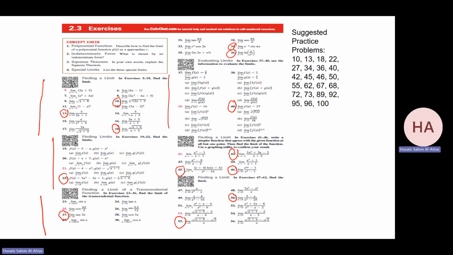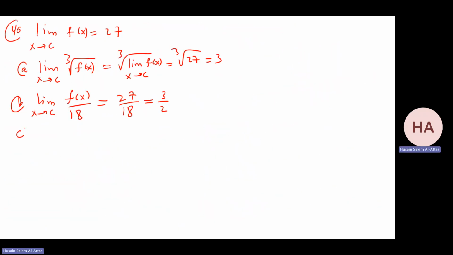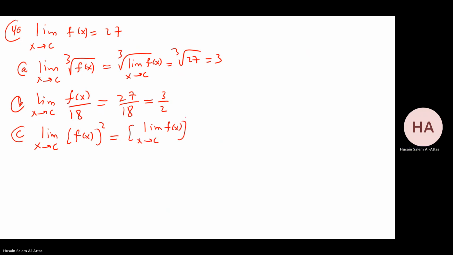Limit of f of x squared. C, limit as x goes to c of f of x squared. You can take the limit inside. That will be the limit of f of x as x goes to c, squared, which is 27 squared. You can do it with the calculator.